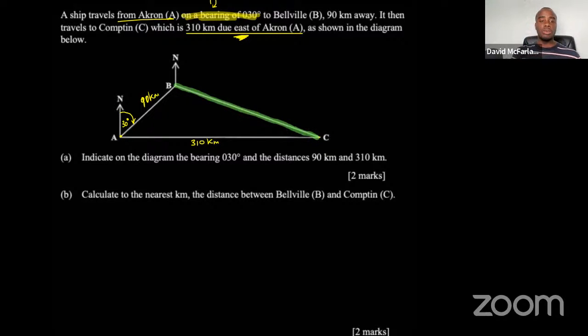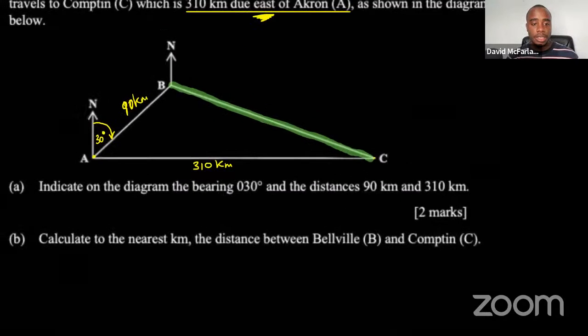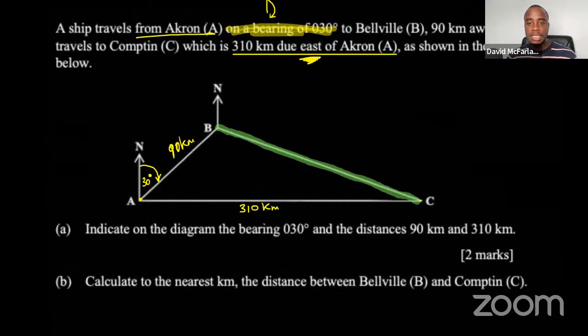Now, what are some things that we know? We know that this bearing is 30 degrees and Compton is due east of Akron. So if Compton is east of Akron, we have the north here and the east over here, which means the angle between the north and the east must be 90 degrees. Yeah, because it's north and then it's east.